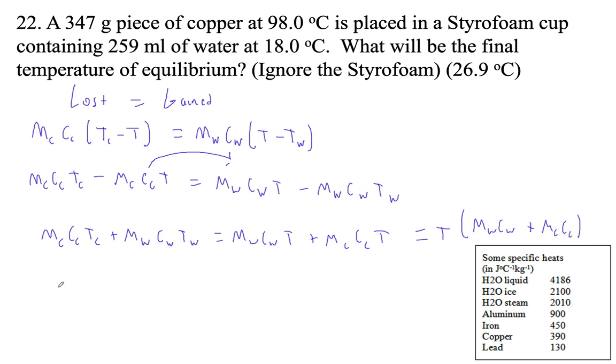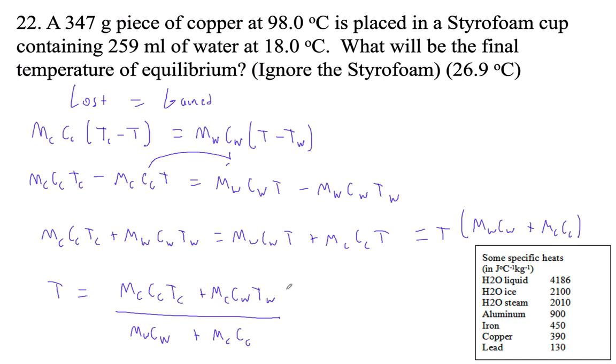Okay, so let's see. T is going to equal MC, CC, TC plus MW, CW, TW divided by MW, CW plus MC, CC. And then, by the way, this is just a weighted average. What's interesting is the MC, CC, those are the weights of it, right? So you multiply the weights by the values and then divide by the sum of the weights.